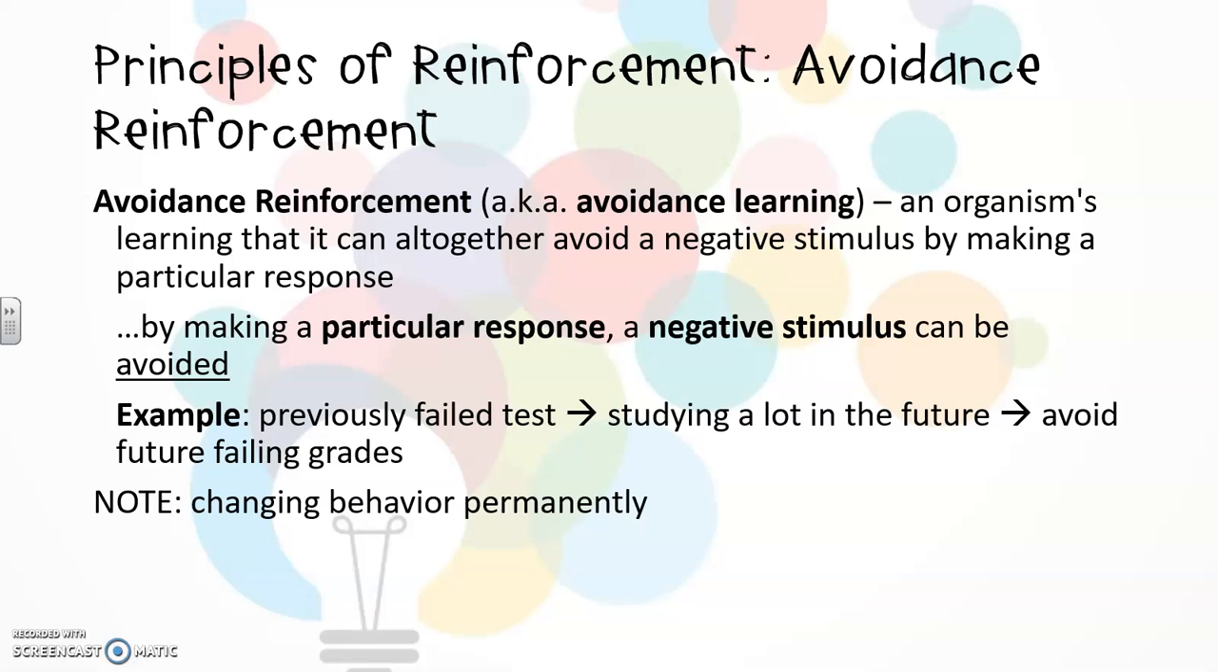So, one of our first types of reinforcement is avoidance reinforcement. It's also known as avoidance learning. You could see those both ways. And this is just where somebody avoids something altogether so that a response doesn't happen again. An example would be you have previously failed a test. So for this next unit, you're going to study a lot and hope to avoid future failing grades. And this can change behavior permanently.